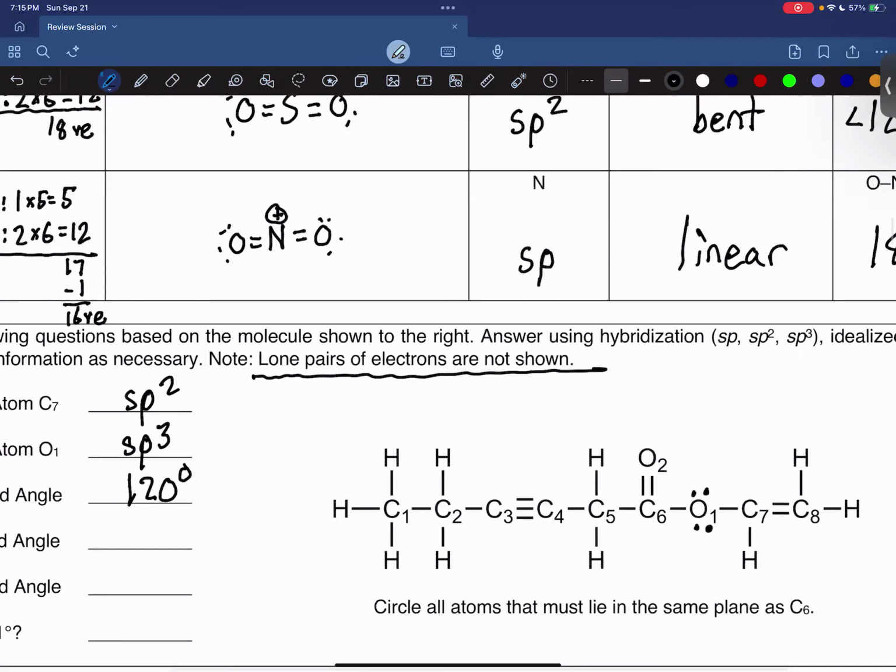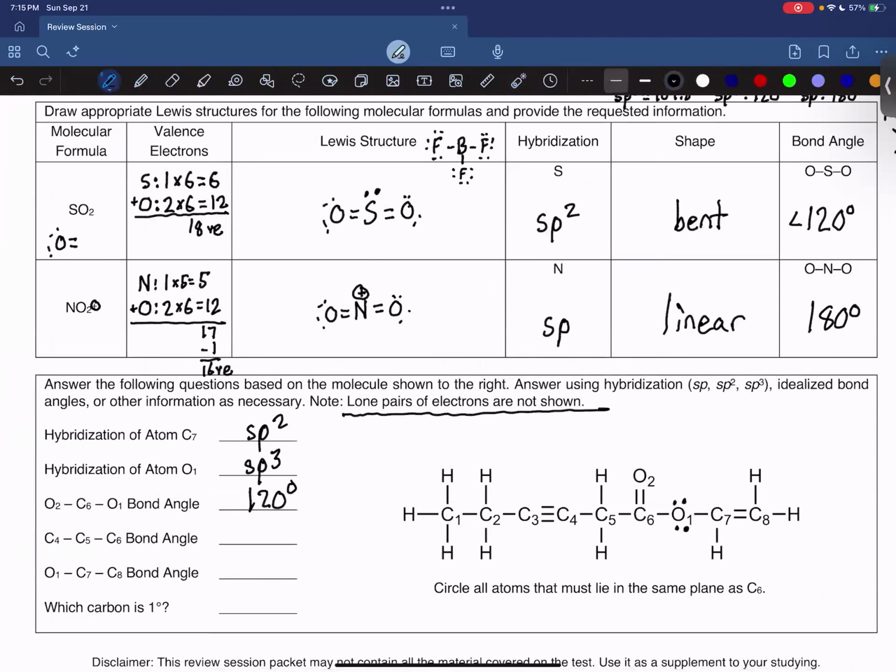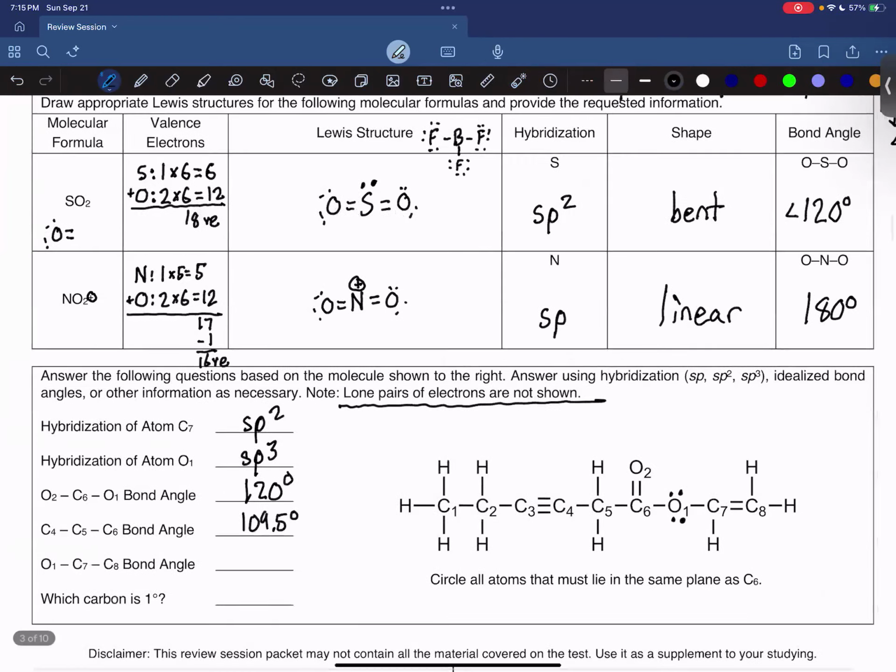So, okay, then the same process for this one. You got C4, C5, C6, which is this thing, but like I said, you really focus in on that middle one. So how many things is it bonded to? It's bonded to 1, 2, 3, 4. 4 minus 1 is 3, is sp3. So what is the bond angle? It is 109.5 degrees. So like I said, there's no lone pairs. Always watch out for that.